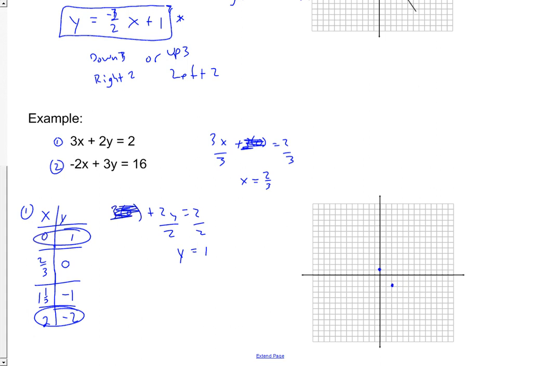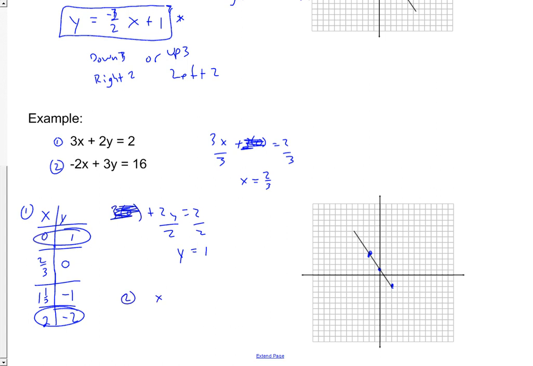So (0, 1) and (2, -2). And from that, I can see the rise over run and see, okay, up 3, left 2, up 3, left 2. And I can graph that line, and then go on to the next equation.